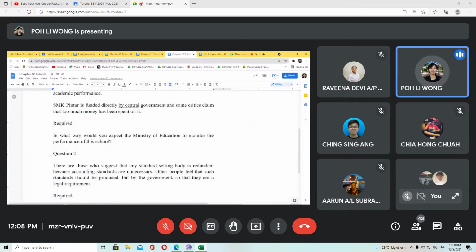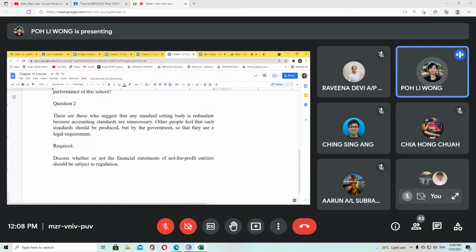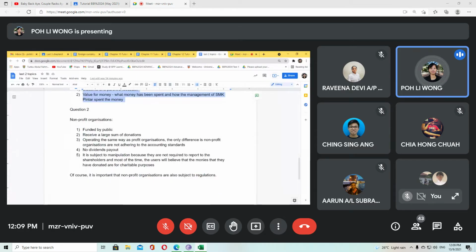As for question number two, there are those who suggest that any standard setting body is redundant because accounting standards are unnecessary. Other people feel that such standards should be produced, but by the government, so that there are a legal requirement. So discuss whether or not the financial statements of not-for-profit entities should be subject to regulation. So here, there's a few points to consider.